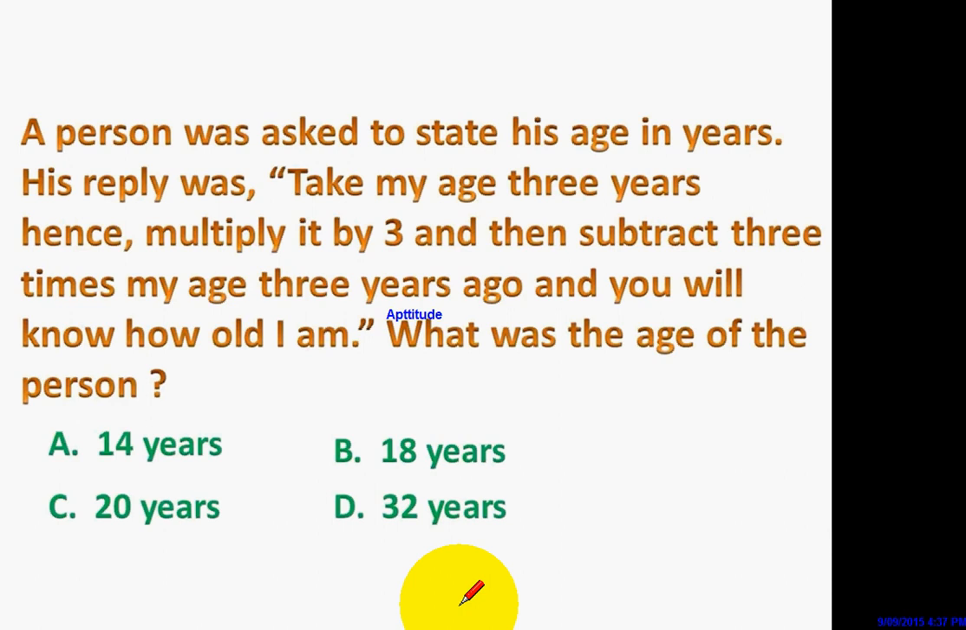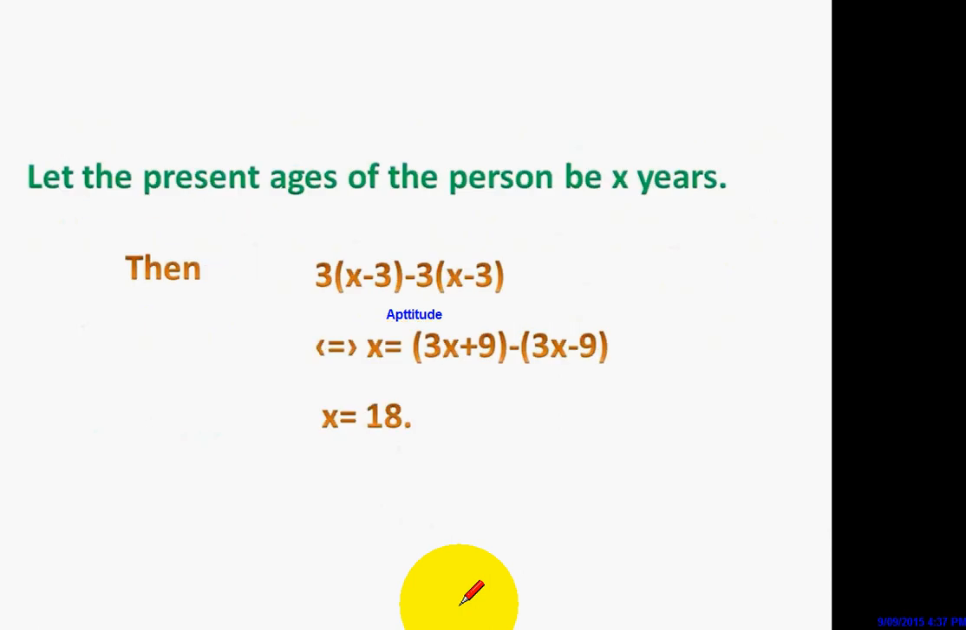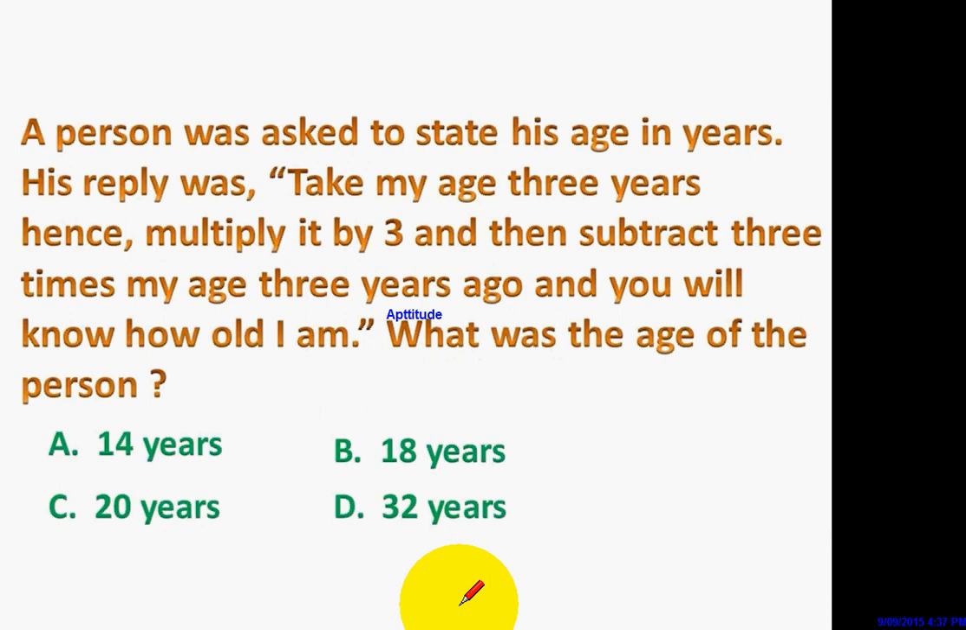Yes, it's a nice speech. From this we need to derive an equation. That's very important. What was the age of the person? Right. Take my age 3 years hence. Hence means after. Let the present age be what we need to calculate. Always we assume the present age as x. So just assume the present age of that particular person is x.